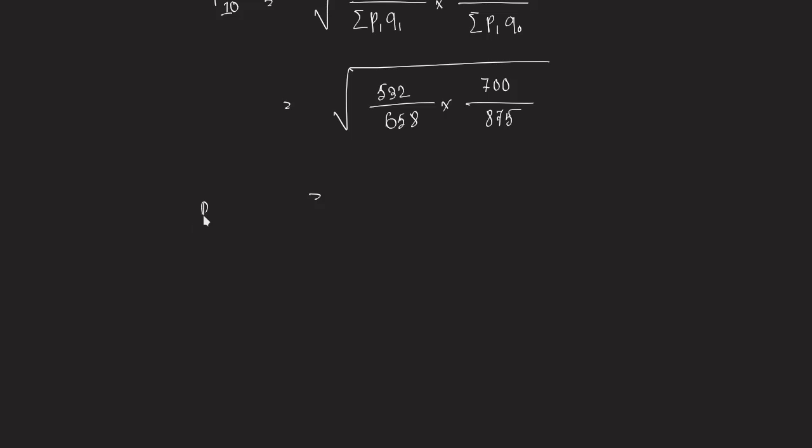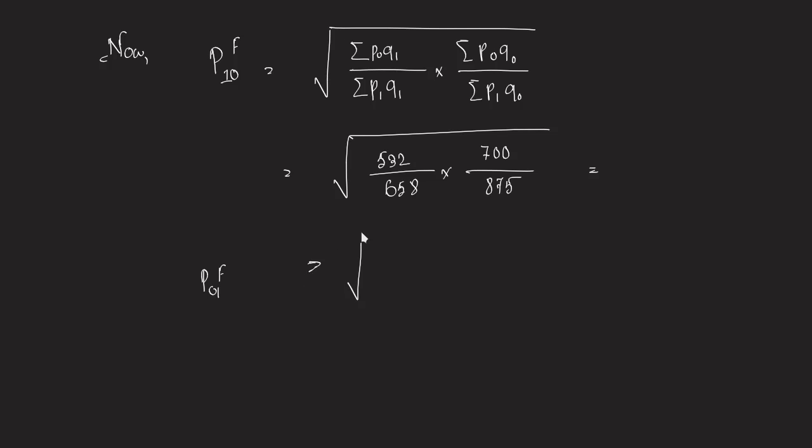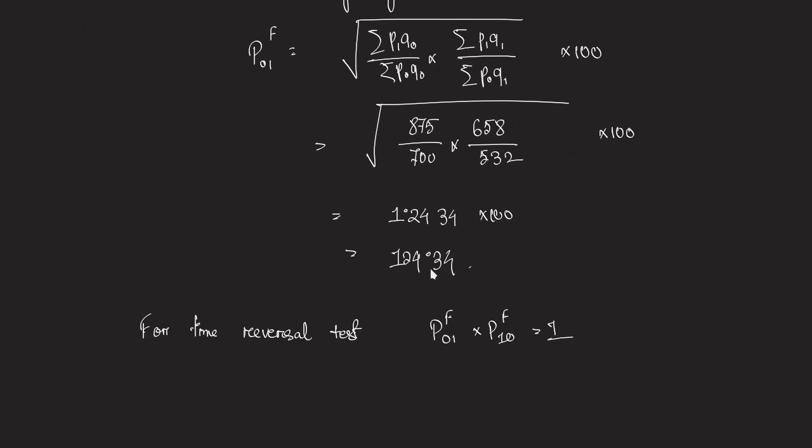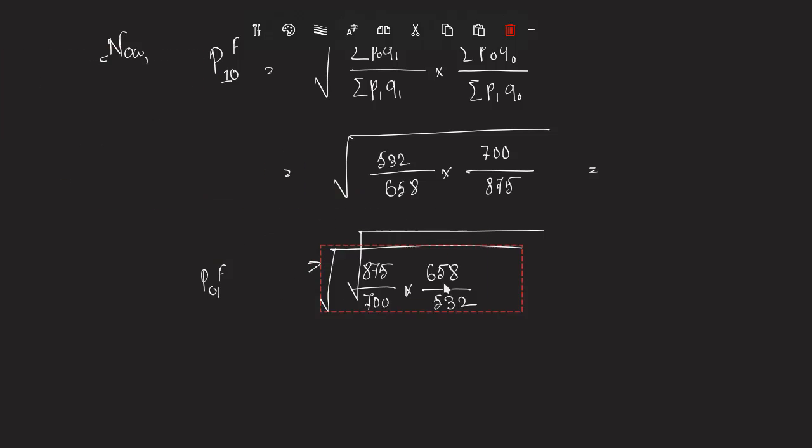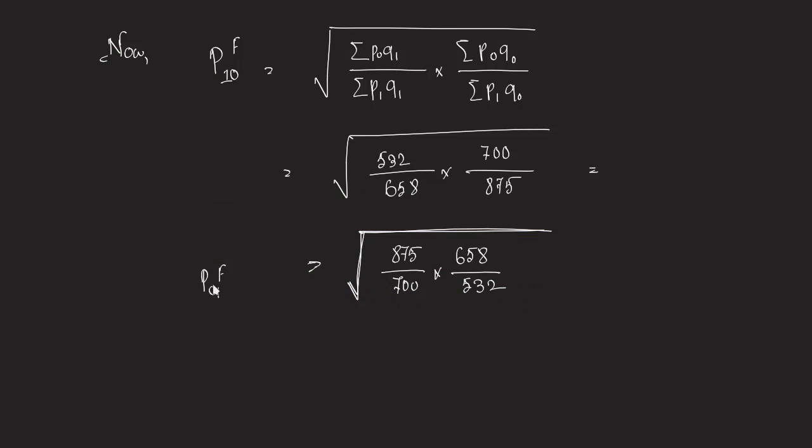Then if we ignore the 100 in P01F, this is equal to, actually we calculated this earlier, and if we ignore the 100 term, it is equal to this term, ignoring the 100. So let's go here, and if I place it here, so this is your P01F.